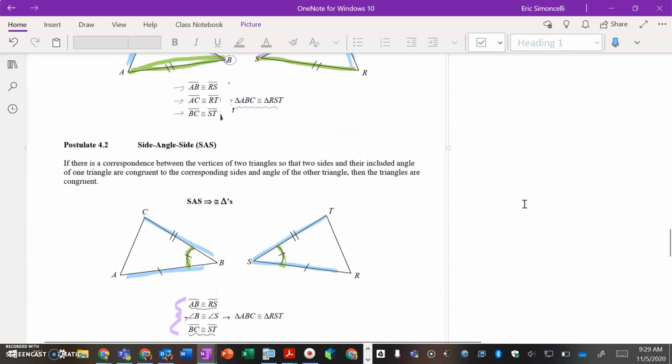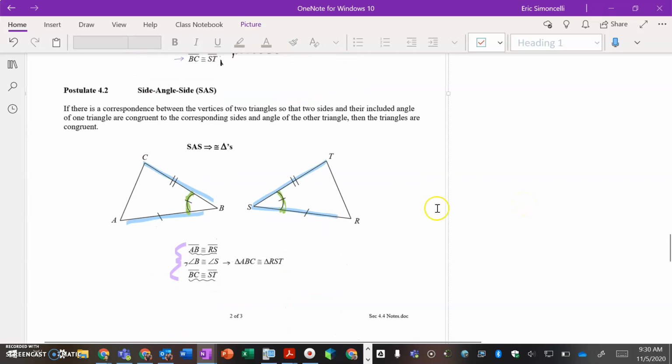Side angle side is a matter of you using the included angle, given that AB is congruent to RS, which they say here. Angle B is congruent to angle S, and then lastly, BC is congruent to ST. So side, angle, side. The angle, of course, again, being included between the two sides.